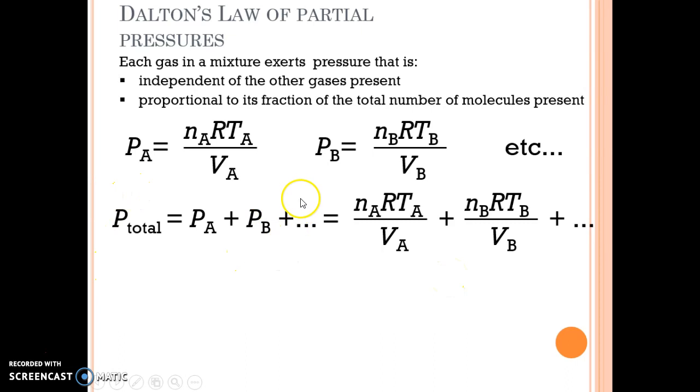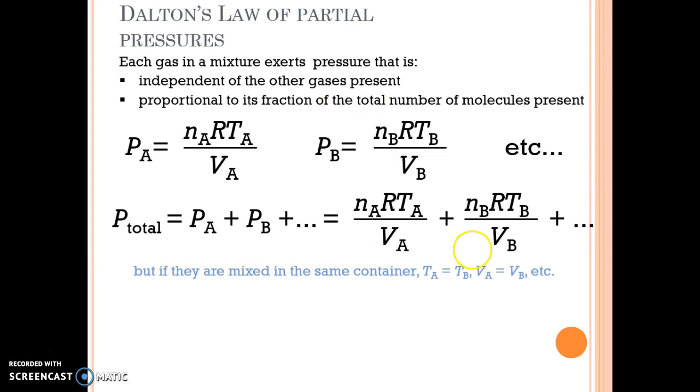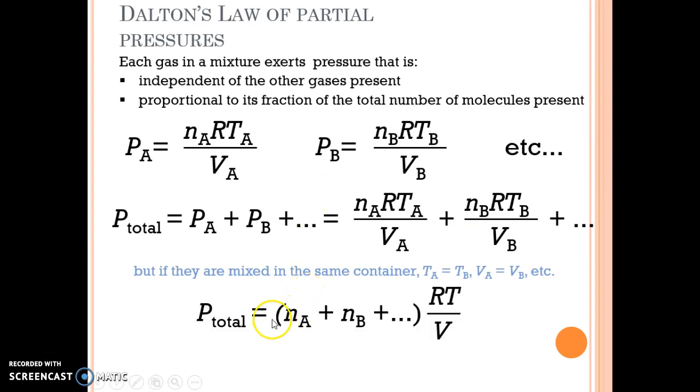This is really the important part that you want to remember, though. Putting this here gets us to the idea of this fraction. If they're mixed in a container, what do you have? You have the same temperature, you have the same volume. The only thing that's different is the number of moles of each gas. So the total pressure is really equal to the total number of moles times RT over V.